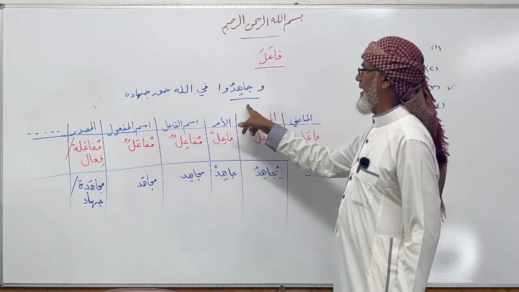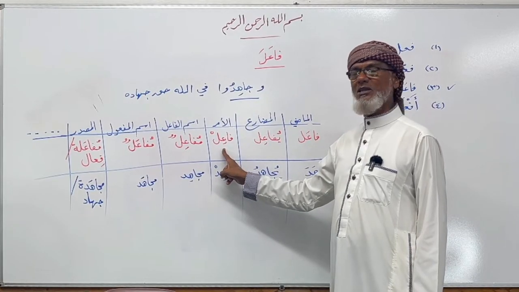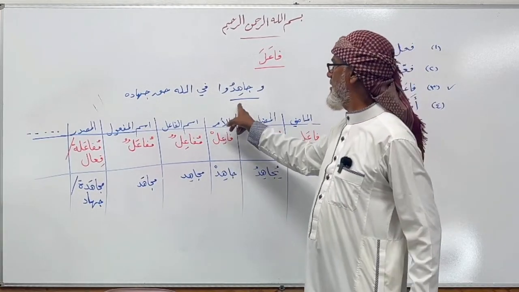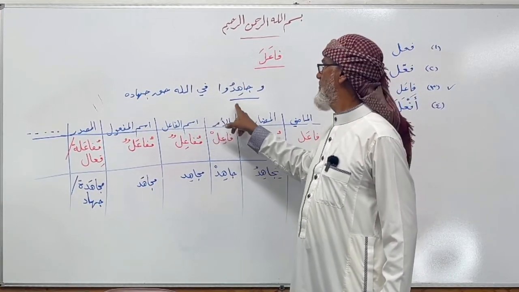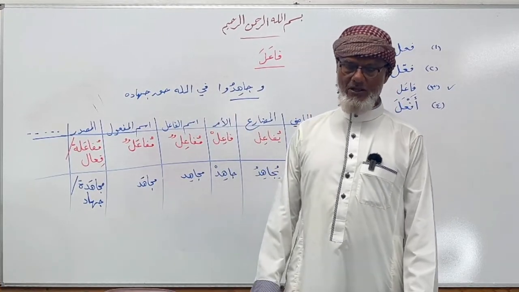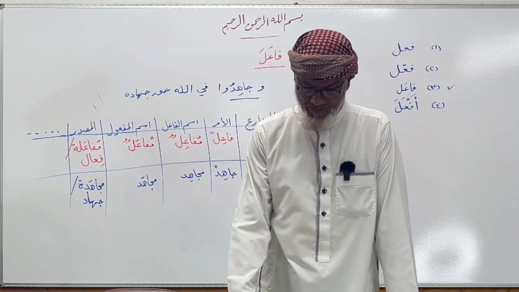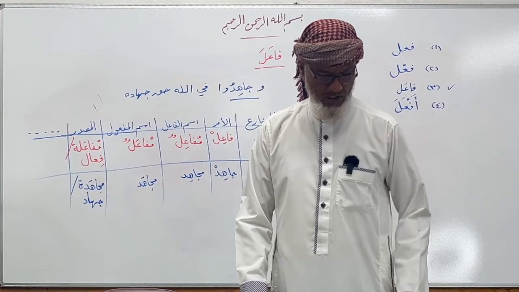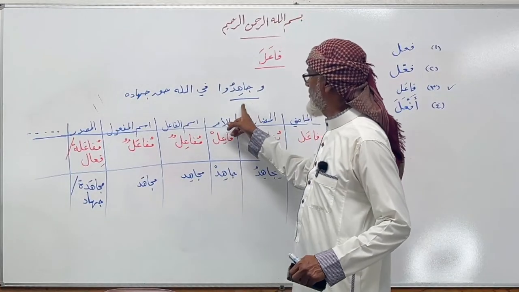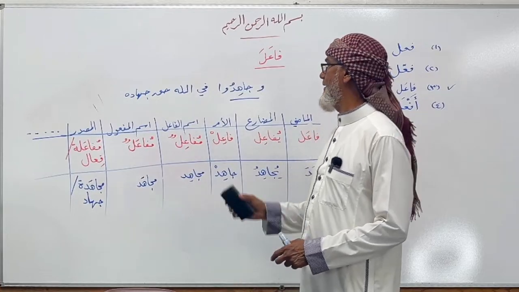So we have jahidu, al-amr, the imperative, jahid, and the plural. Allah is talking to all. The plural, wa jahidu. So we have the command. That's the fifth example. And then we could look also at another derivative of the same word, jahada, and that is the ismul fa'il.